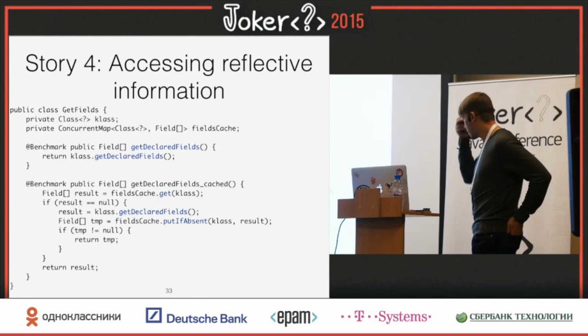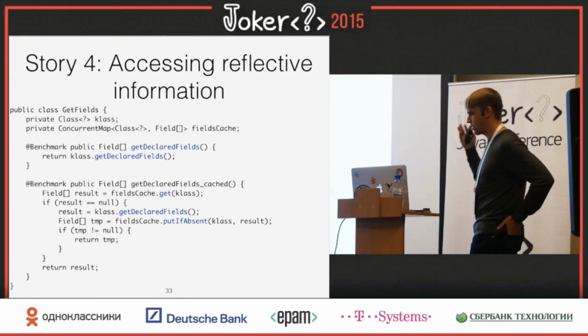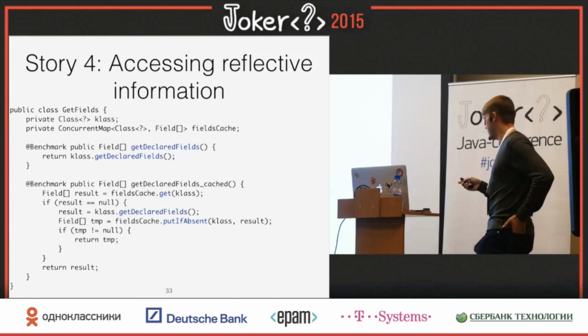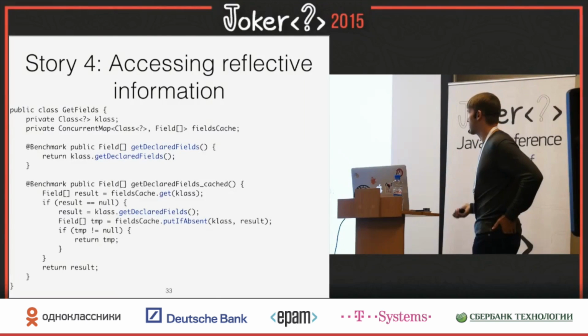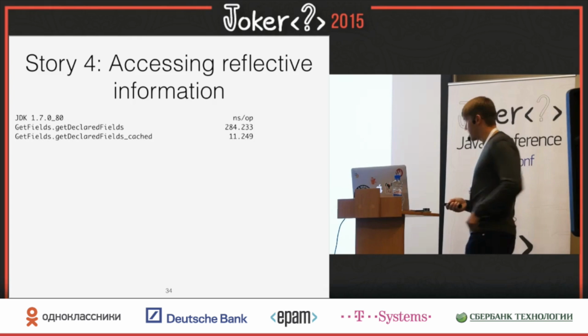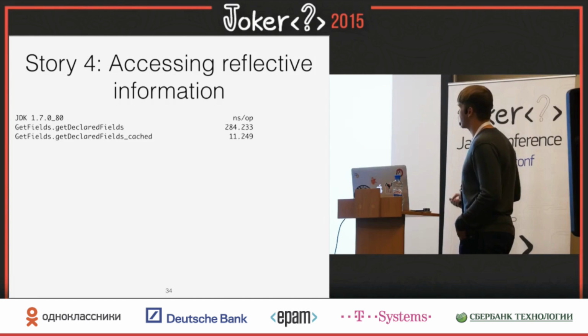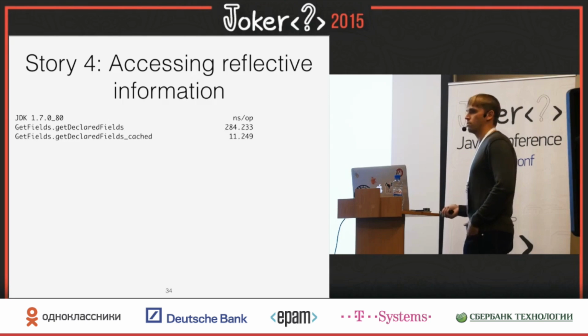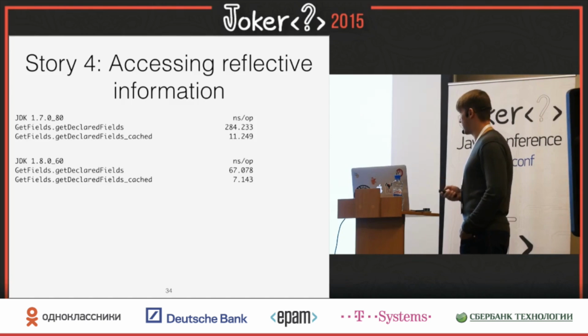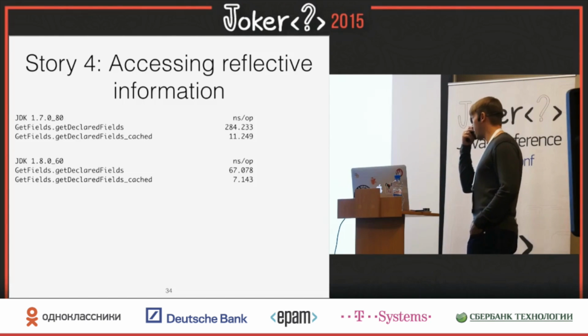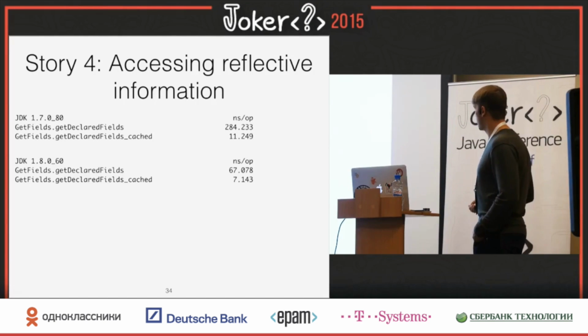So here is the benchmark that measures plain Class.getDeclaredFields access. The class is in a hierarchy of 3 classes and has only 15 fields. That doesn't matter. And another one, just to put a ConcurrentHashMap in front of it, to cache that access. Let's measure. On Java 7, we have 280 nanoseconds to do all this copy business, and only 11 nanoseconds with the cache. So it's a factor of 26 difference. You have to pay the cost. If you go to JDK 8, it gets better. getDeclaredFields is 4 times faster, but still, this implementation beats it by almost a factor of 10.